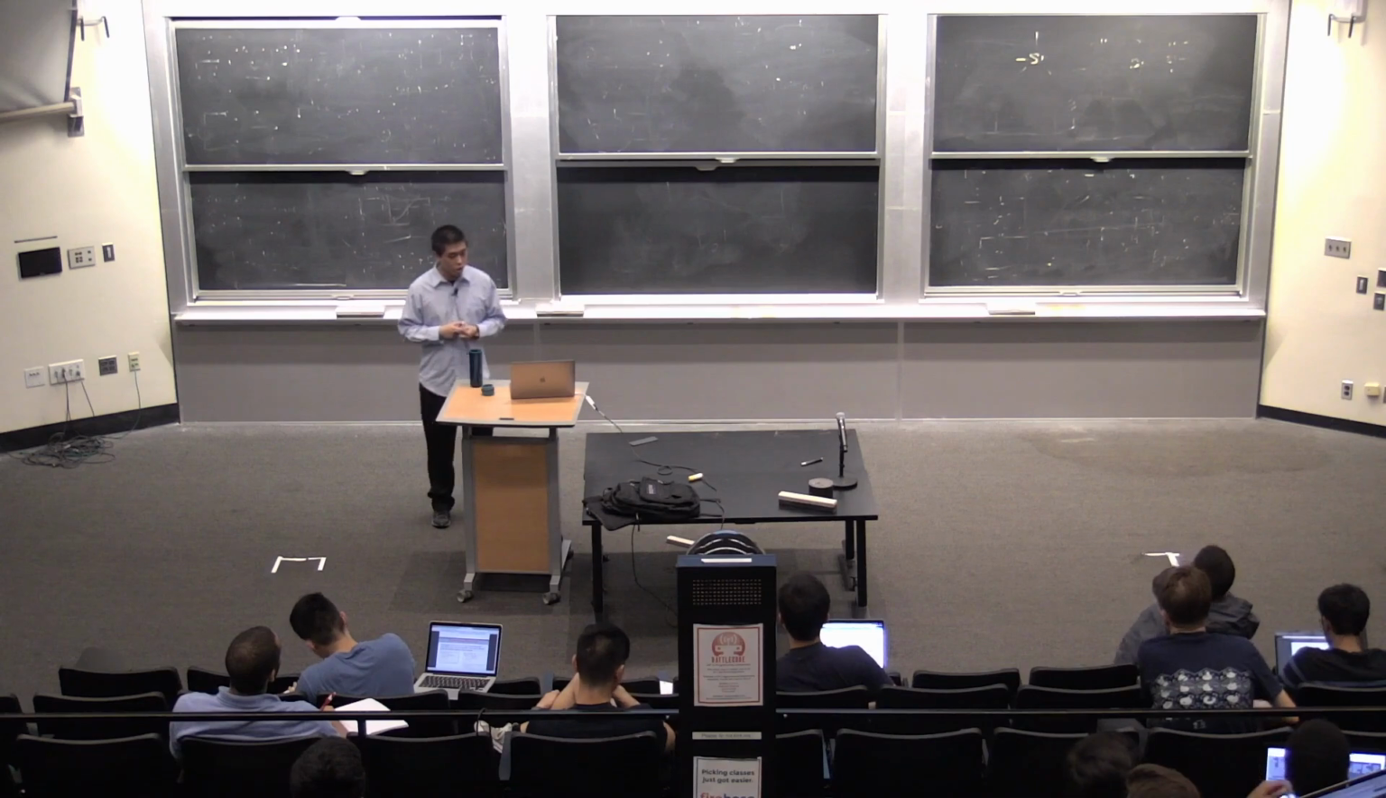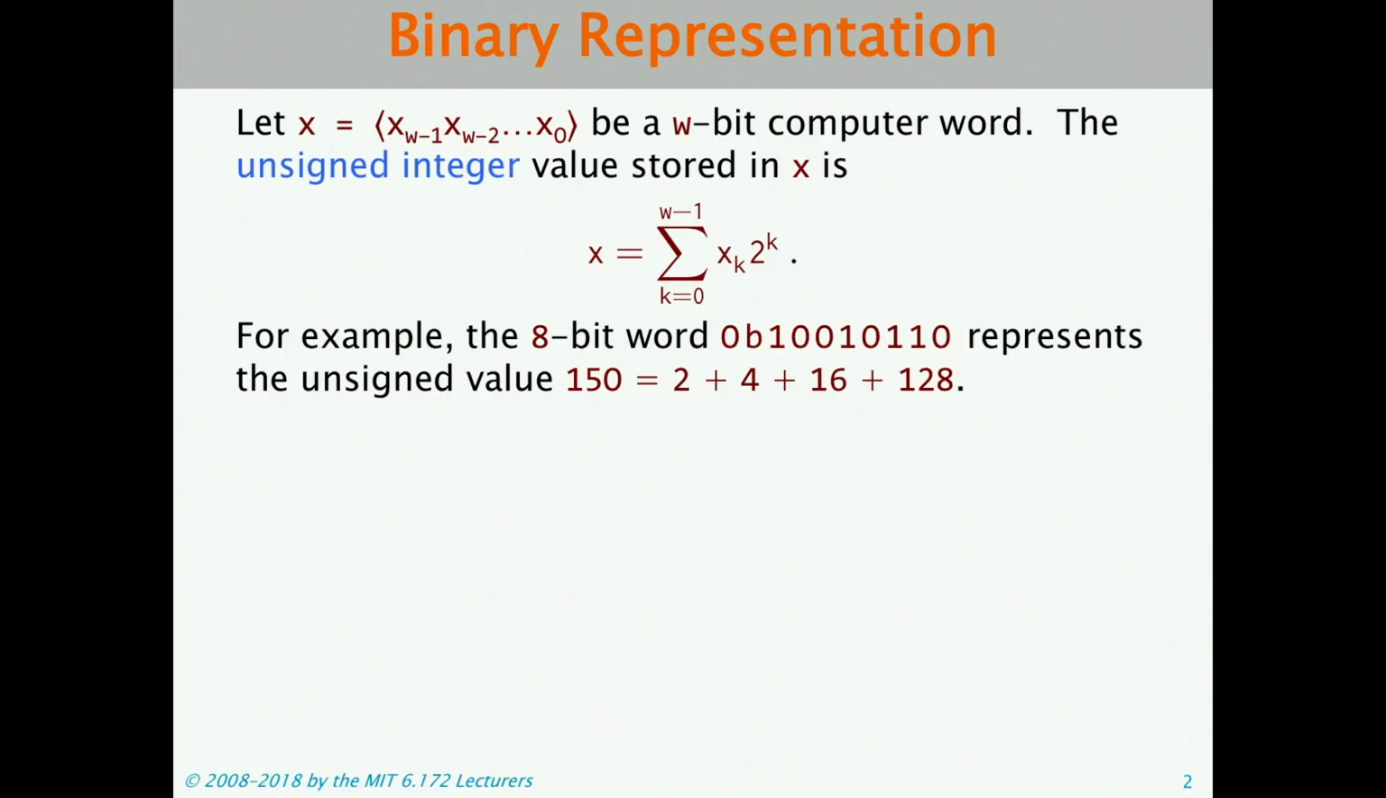So first of all, let's recall the binary representation of a word. A W-bit word is represented as follows. We're going to number the bits from x0 to xw-1, starting from the rightmost side. The unsigned integer value stored in x with this binary representation can be computed as follows. It's essentially the sum of a whole bunch of powers of 2. You sum the product of the bit with the appropriate power of 2. So if the bit is 1 in position k, then you multiply by 2 to the k. And if it's 0, then you just add 0.